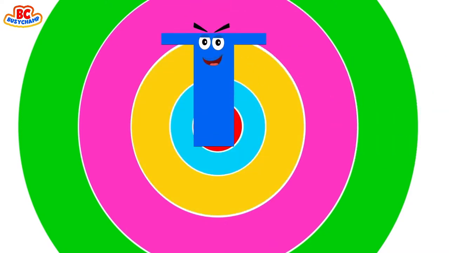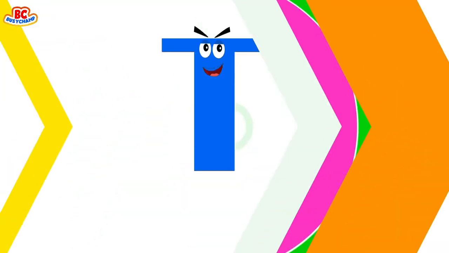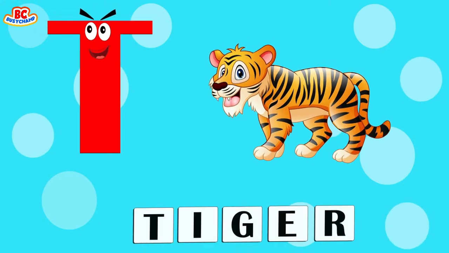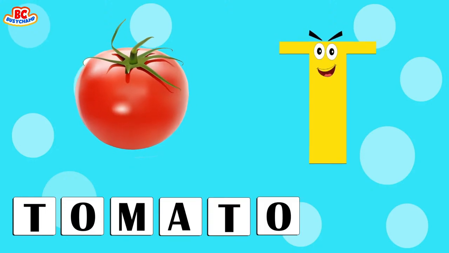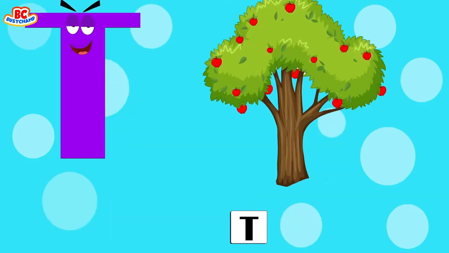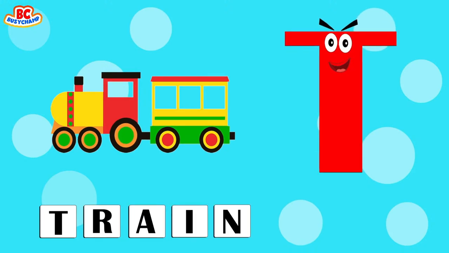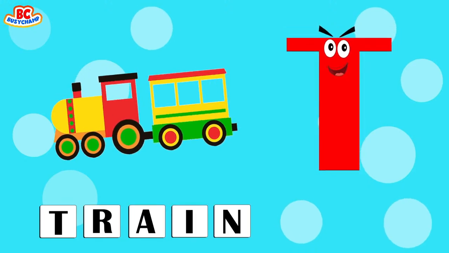Here comes the letter T. T is for tiger. Tiger. T is for tomato. Tomato. T is for tree. Tree. T is for train. Train.